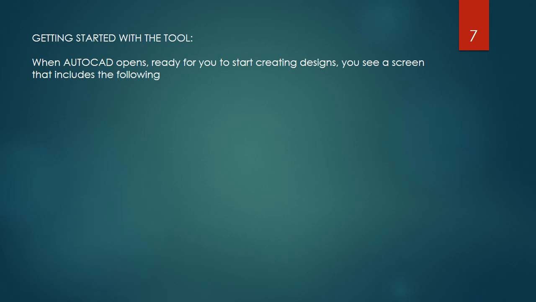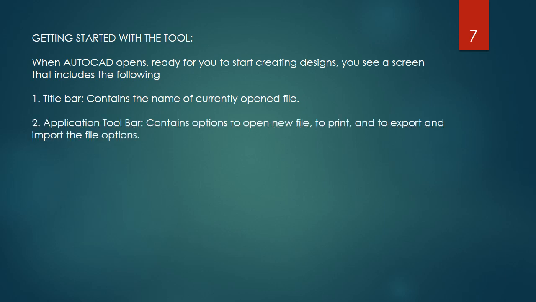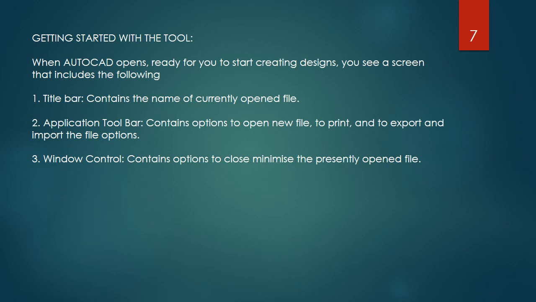When AutoCAD opens, ready for you to get started creating designs, you see a screen that includes the following, which we have already reviewed in the previous slide. The title bar contains the name of the currently open file along with the version. The application toolbar contains options to open a new file, to print, and to export and import files. Window control contains options to close or minimize the presently open file.